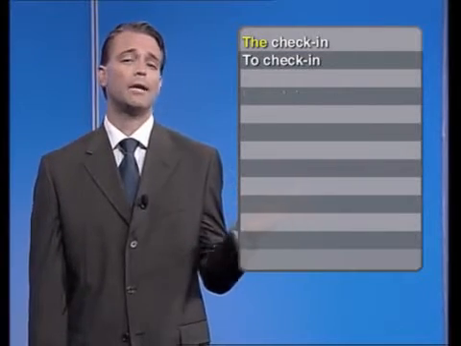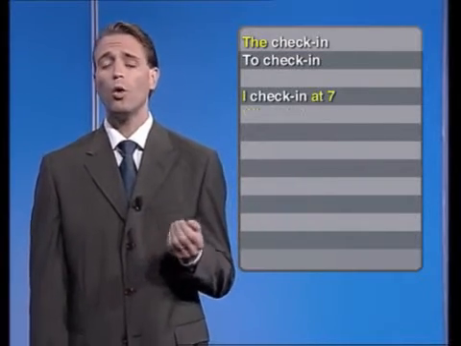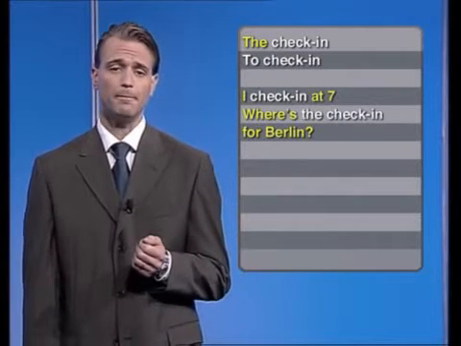Well, low-cost airlines really make traveling easy. For many people, flying is very simple, like taking a bus. Now let's take a look at some very useful vocabulary and expressions you just heard. The check-in is the place where you show your passport and leave your luggage. In English, it is also a verb. We say, I check in at 7, or where's the check-in for Berlin?